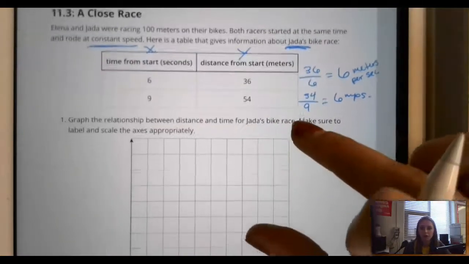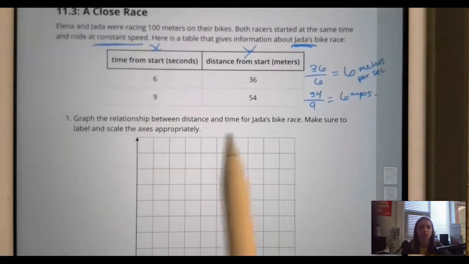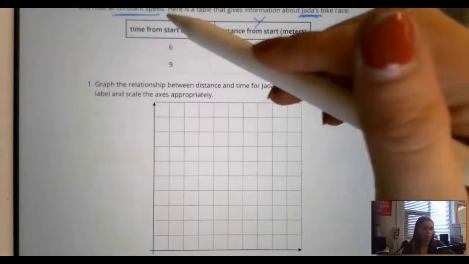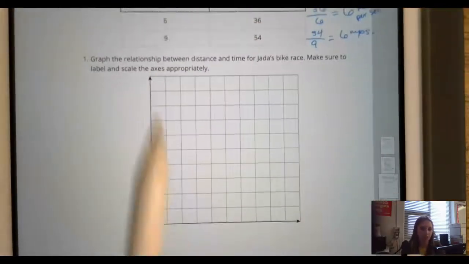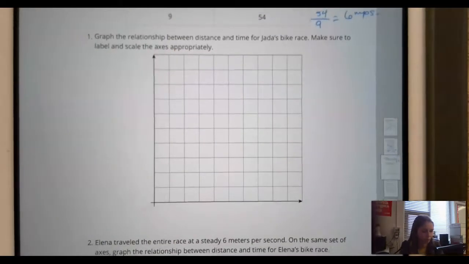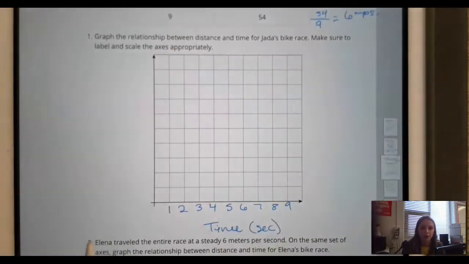Alright, so now it wants us to graph this relationship between distance and time for Jada's bike race. So my x-axis is going to represent time, and I need to make sure I can go all the way up to 9. So I'm just going to count by ones on the x-axis. Alright, so I have that written out, so you can pause to write that.